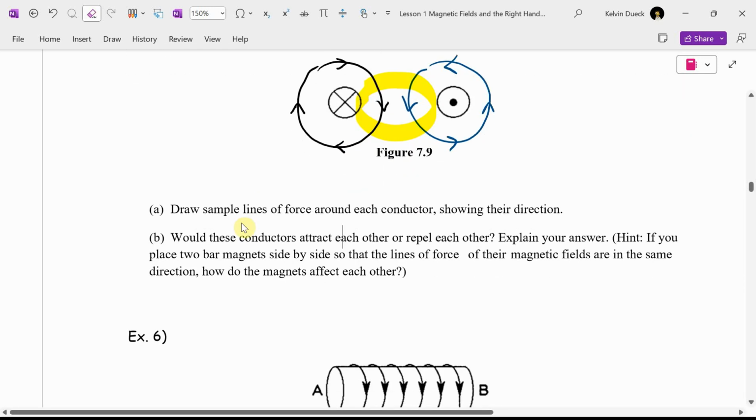So would they attract each other or repel each other? They would repel each other. Why? Because where they overlap, like fields repel.